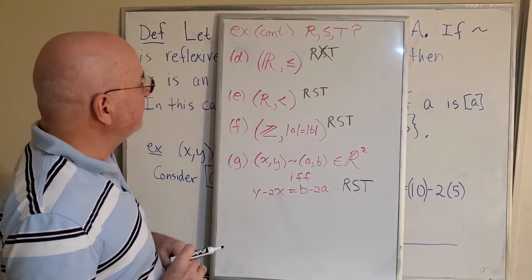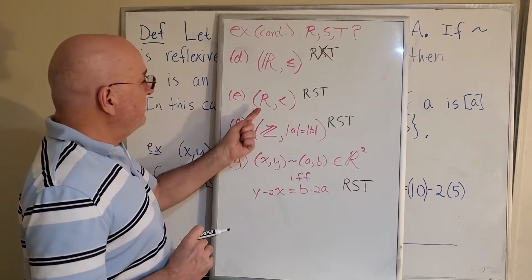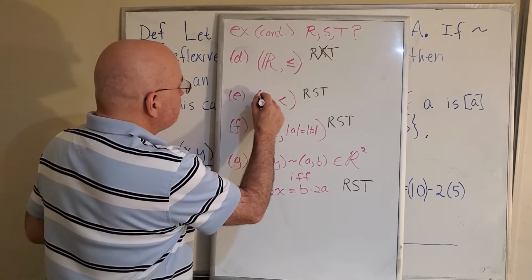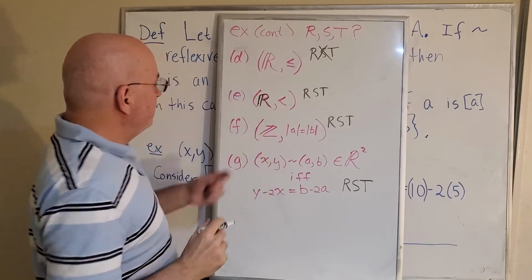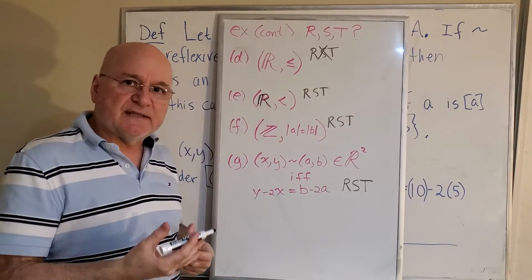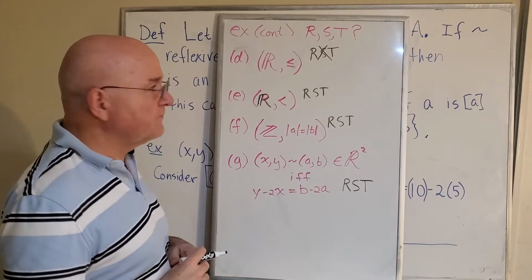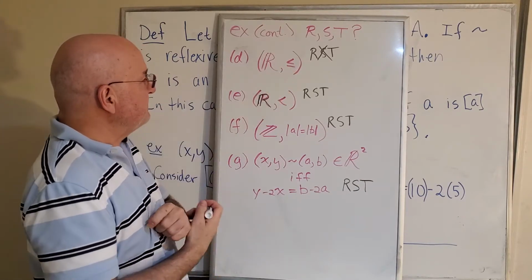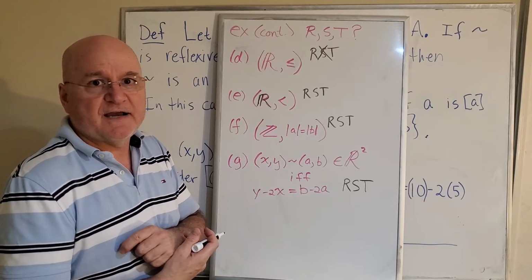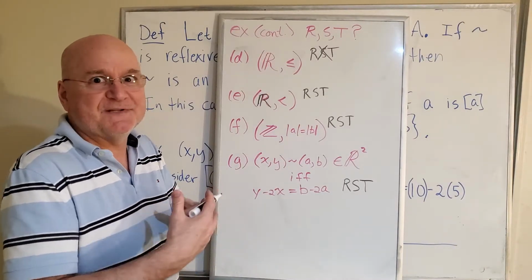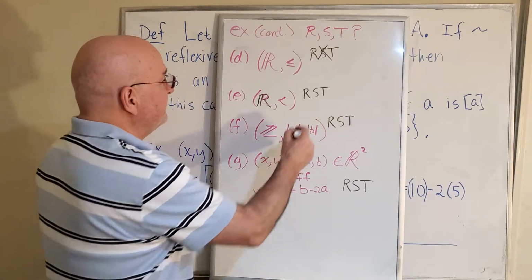Okay, slightly different. Let's see if anything changes. Our set is the real numbers, and the relation is strict less than this time. I think it's going to be similar except for reflexive. 5 is not less than 5. So 5 does not relate to itself. It's not equivalent to itself.